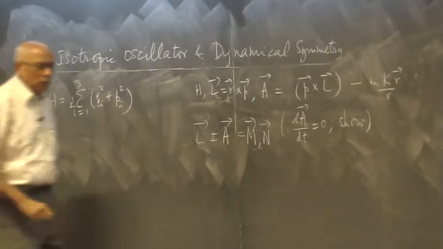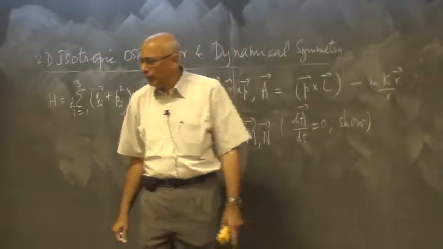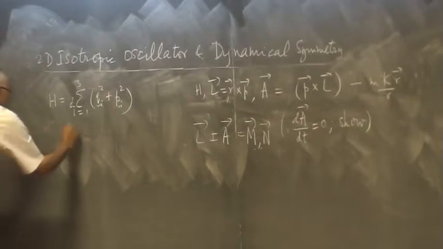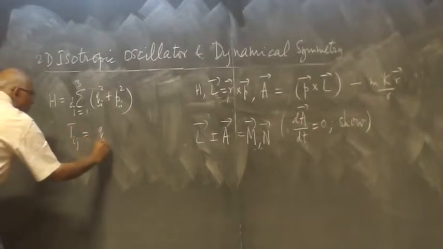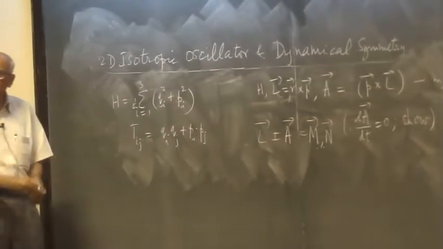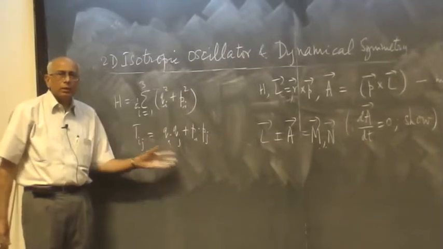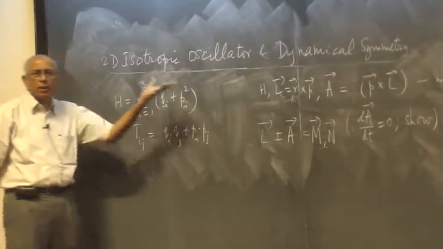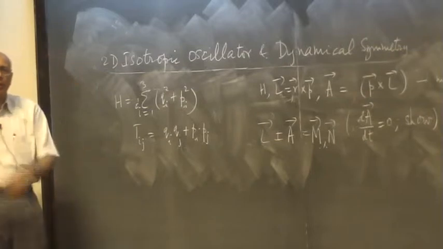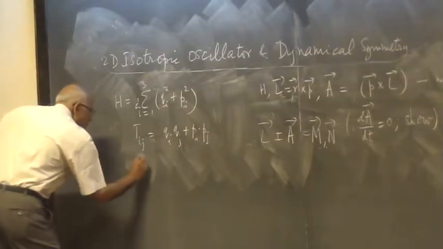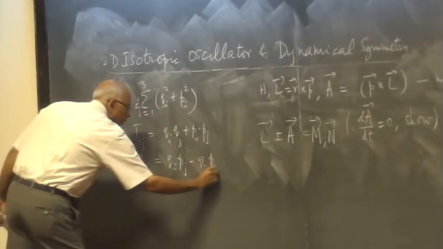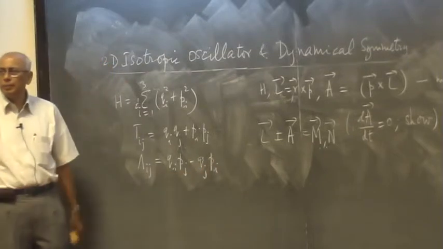And with this Hamiltonian, a very simple one, the isotropic Hamiltonian, I urge you to verify that the following quantities are all constants of the motion. All these quantities, Tij equal to qi qj plus pi pj. This tensor has 9 components, but it's a symmetric tensor. The trace of the diagonal elements is in fact the total energy, the Hamiltonian. But each of them is a constant of the motion. So the 3 diagonal ones, 3 off-diagonal ones. And then these constants of the motion, lambda ij is qi pj minus qj pi, which you recognize is just the components of the angular momentum.